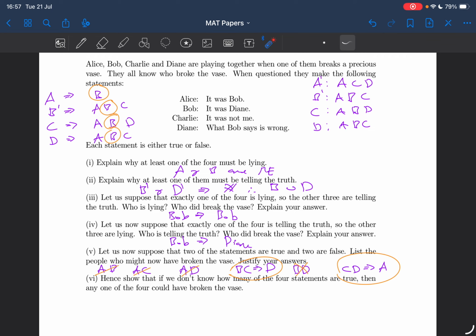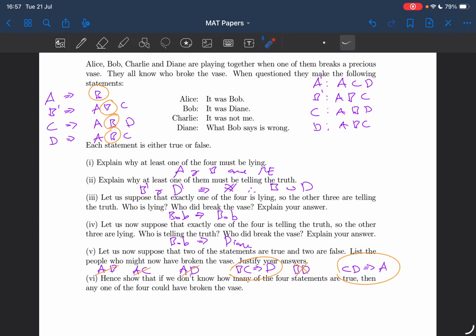Part 4 was saying, let's double check all the answers actually. Part 1, what have we got? Alice and Bob's statements are contradictory, so one of them must be lying. Alice and Bob, yep, that's good. Part 2, explain why at least one of them must be telling the truth. We have that Bob is lying and Diane is telling the truth, and hence one of them is telling the truth. Yep, so we have that they both can't be lying.